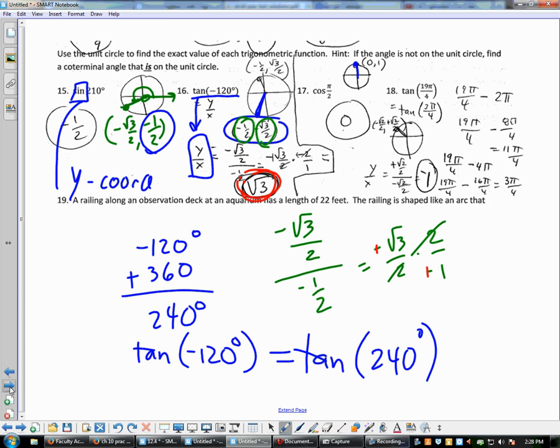All right, for cosine of pi over 2, you find pi over 2 on your unit circle. That's straight up where the ordered pair is 0, 1. Cosine is the x coordinate, so we just need that x coordinate, which is 0.